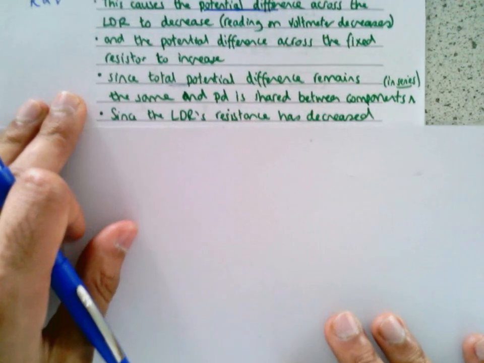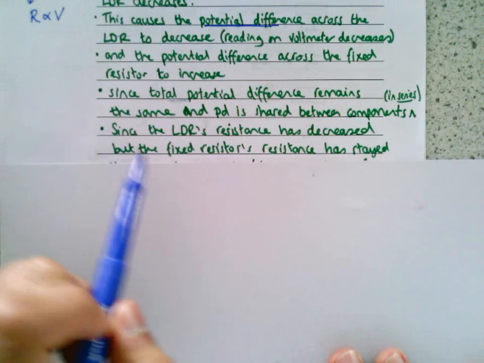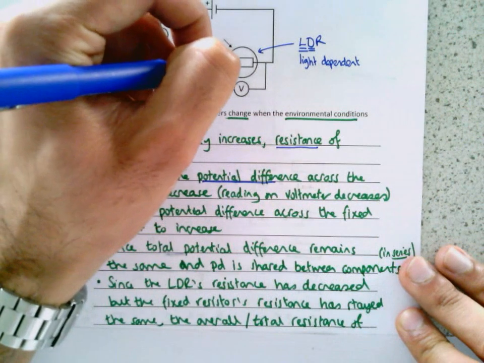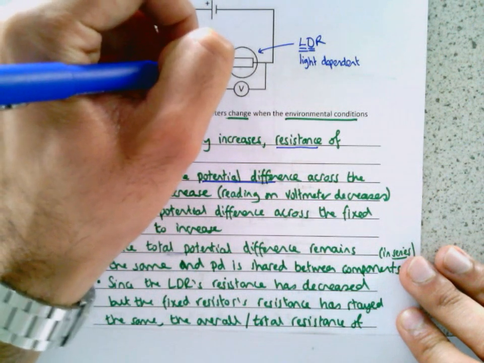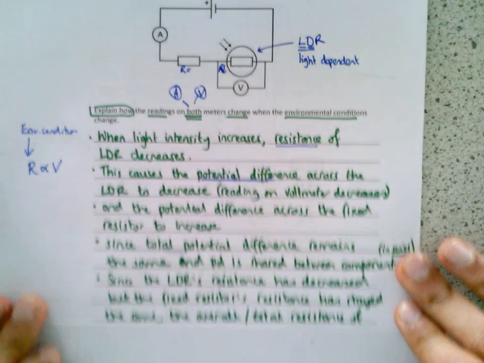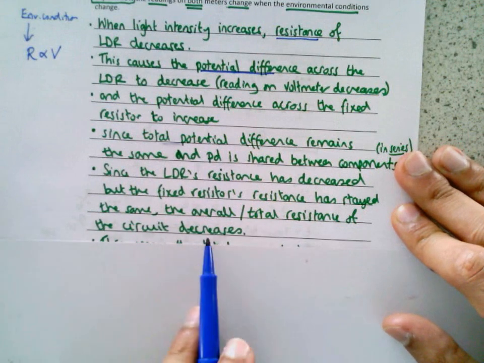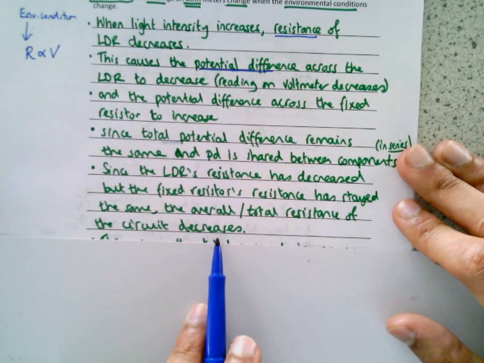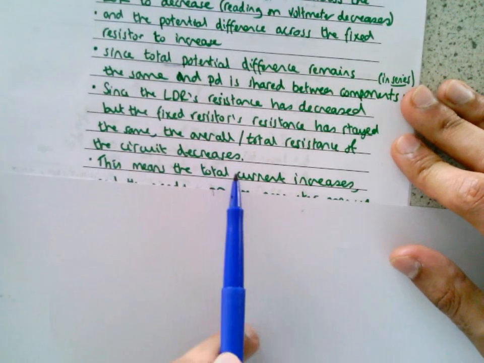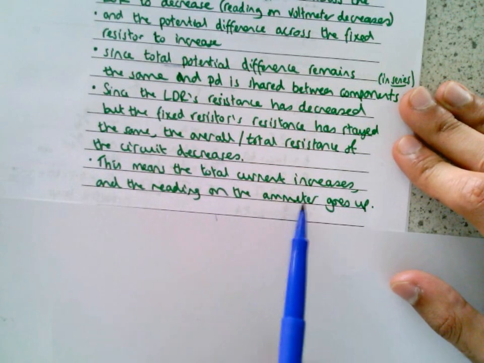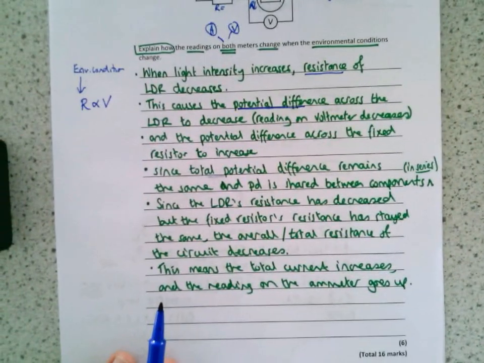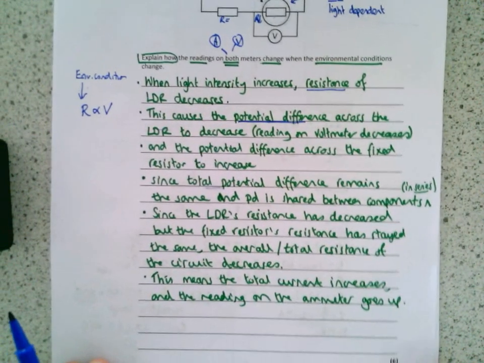Next, since the LDR's resistance has decreased, but the fixed resistor's resistance has stayed the same, so what I mean by that is the resistance here has decreased, but the resistance here is the same, so the overall resistance has gone down. So the total resistance decreases. This is useful because this is going to affect the current. So this means the total current increases and the reading on the ammeter goes up. And that is your final mark. So I'll put that up there for you to have a look at and read over again in detail now.